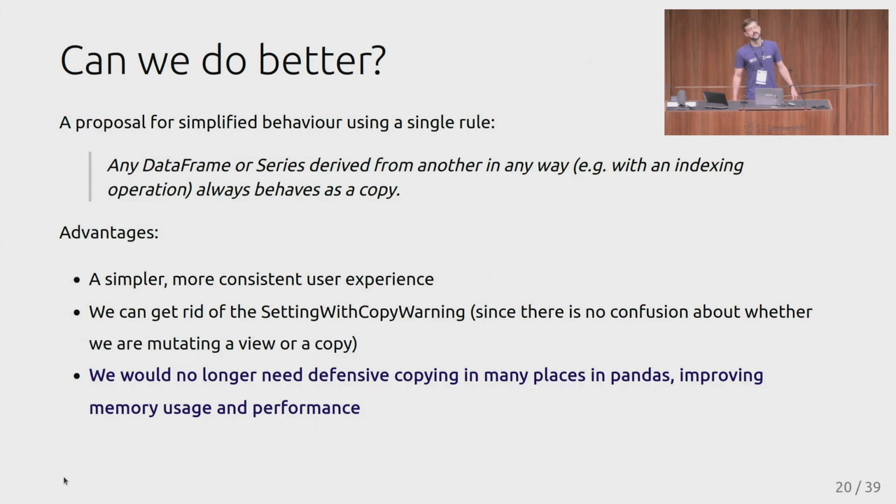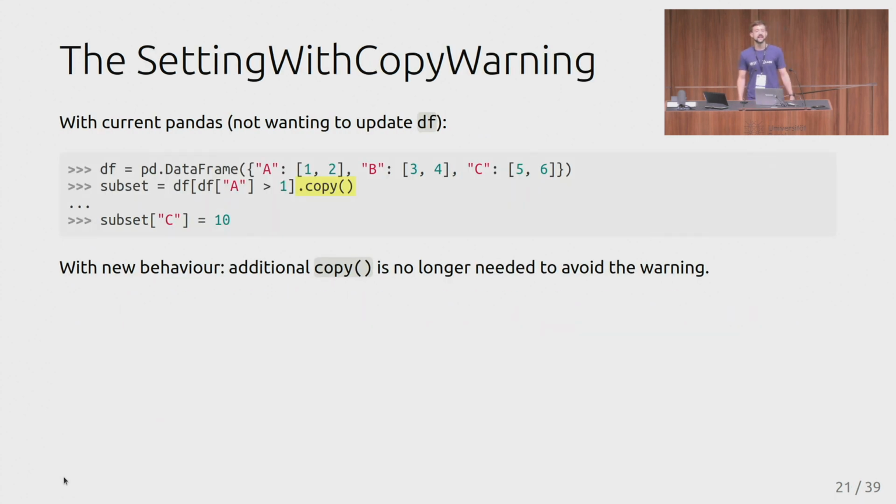And the last one is that you no longer need these defensive copyings when you're working with data frames. And that can improve both memory usage and the performance of Pandas itself. So going back to the case where we take this subset from the data frame by applying that Boolean mask, and then we don't want to modify the original data frame, we have to do that defensive copy. Well, now that subset, no matter how you create it, will always behave as a copy. And so you don't need to specify this additional copy to Pandas. So you can just completely get rid of that.